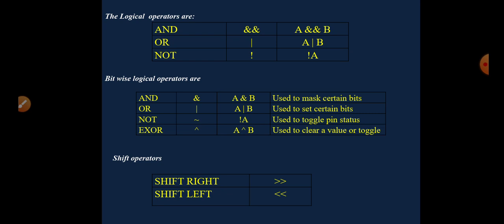If A and B are unequal, either 0 1 or 1 0, then the bit in the result will be equal to 1. If A and B are equal, either 0 XORed with 0 is equal to 0, or 1 XORed with 1 is equal to 0. So the main function of your logical operators is to mask, set, toggle or clear the bits. Okay, thank you.